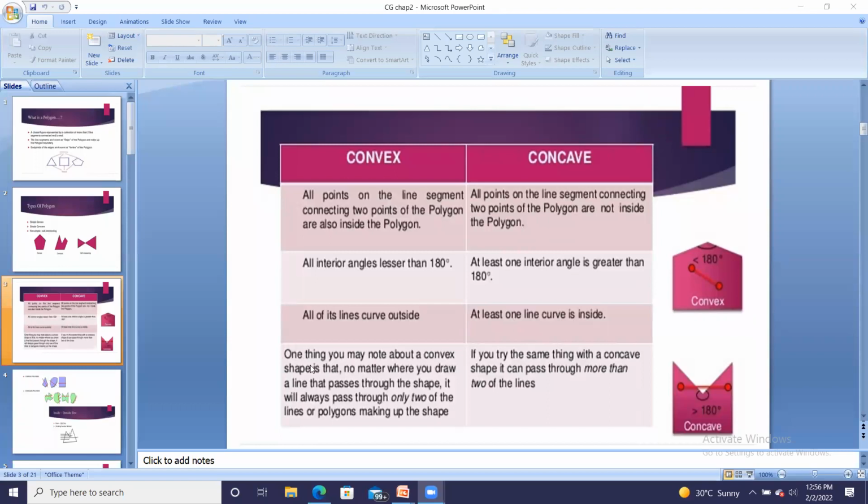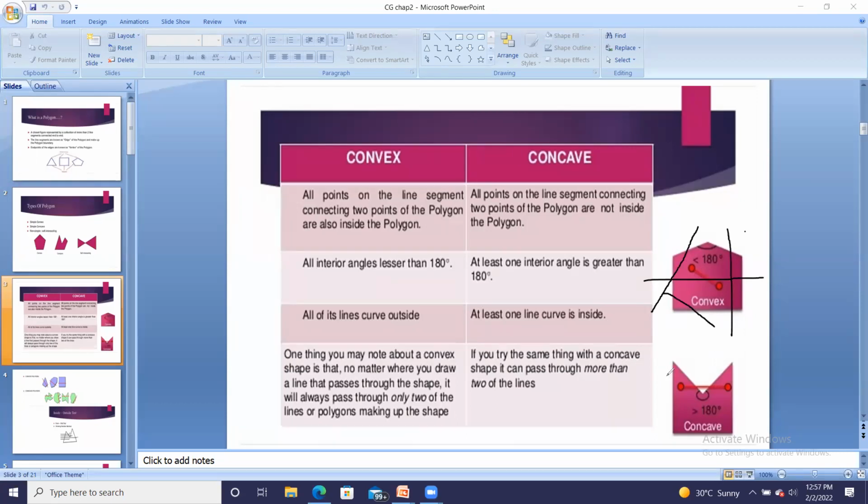Then the next is, no matter where you draw a line that passes through the shape, it will always pass through only 2 of the lines or sides making up the shape. So whenever I am drawing any line which is passing through the sides, in all cases it is going to pass only 2 sides, not more than 2 sides. Whenever I draw any line, it always passes through 2 sides only, however I draw the line. So that is the property of the convex.